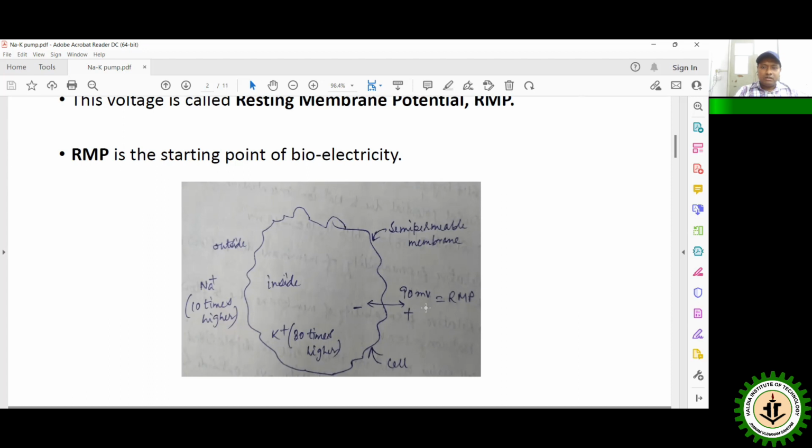Arbitrarily we assume that outside it is positive and inside it is negative. This is only our assumption. The polarity may be different, but the total potential difference between inside and outside is 90 millivolt, and this is fixed. We call this the RMP. So this RMP is the starting point of bioelectricity.